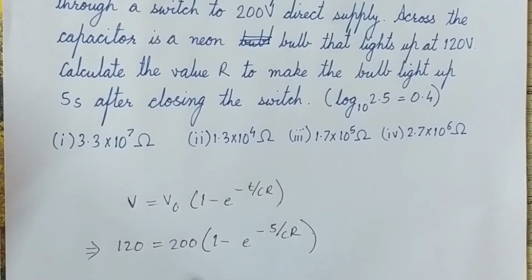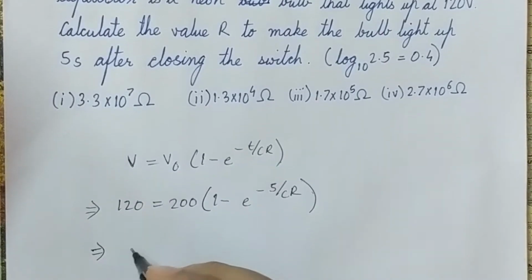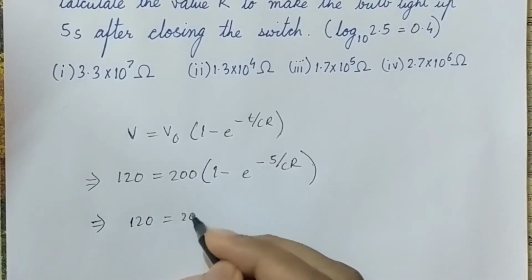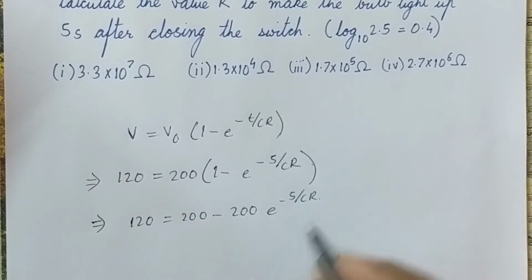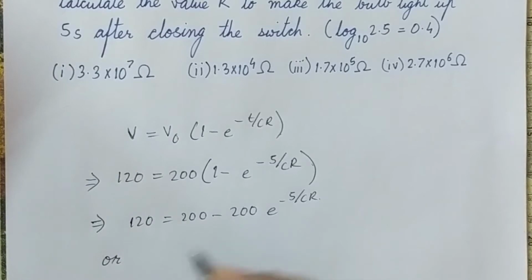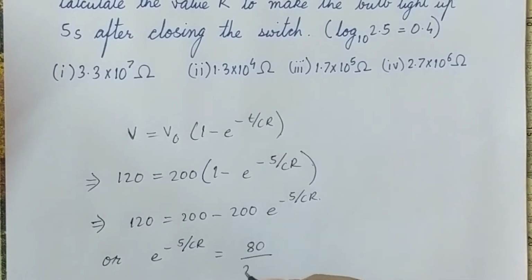Expanding this and doing some basic arithmetic, we find that 120 is equal to 200 minus 200 e to the power minus 5 by CR, or e to the power minus 5 by CR is equal to 200 minus 120, that is 80, divided by 200. We can cancel this out: this would go with 4, this would go with 2 and this would go with 5.